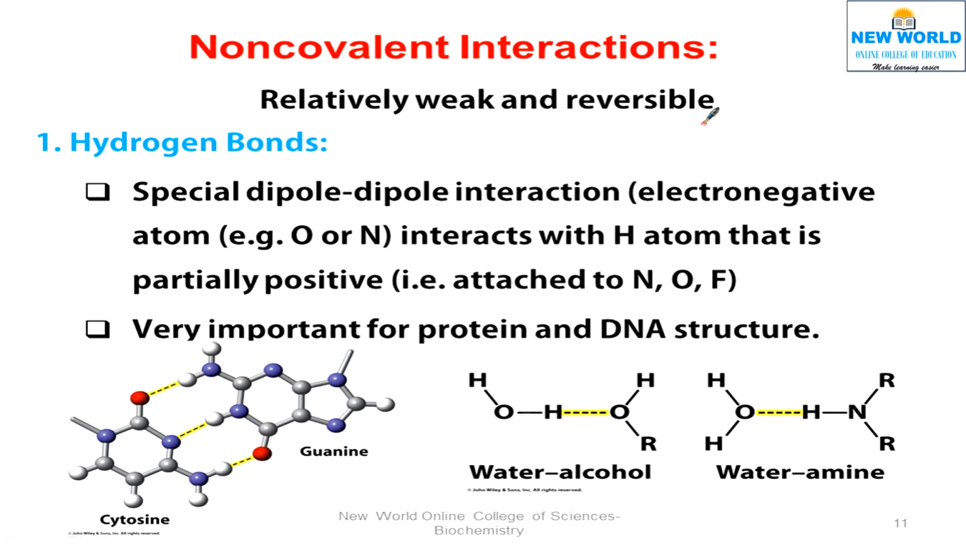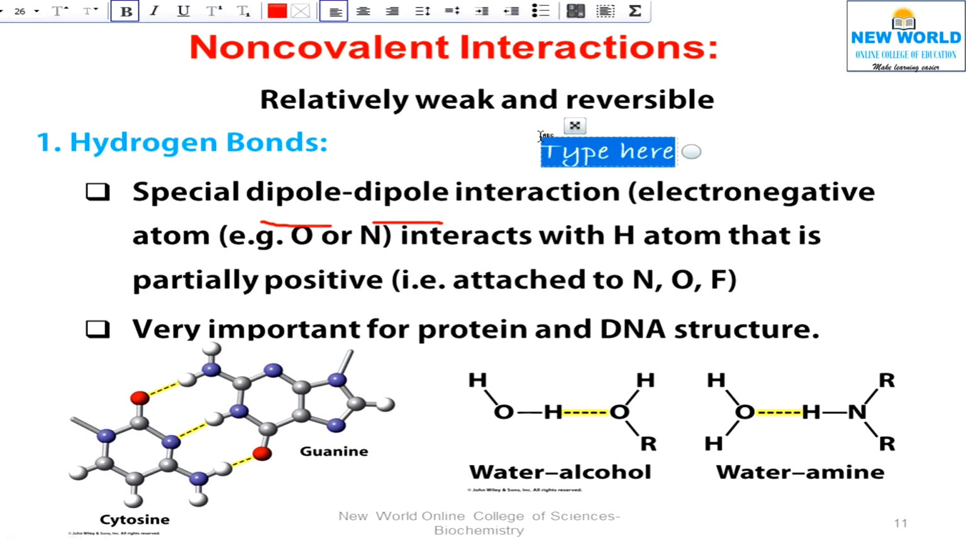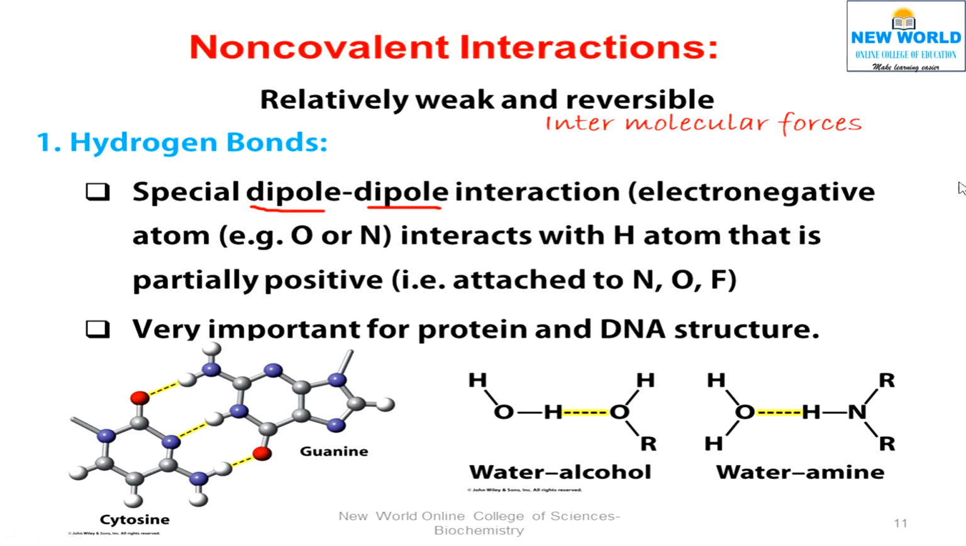Okay, hydrogen bonds. The first non-covalent interaction we will deal with is the hydrogen bond, a special dipole interaction. Sometimes you will see that non-covalent interactions are between molecules and covalent is between atoms. Atoms share electrons, but in non-covalent interactions, molecules attract. So sometimes it's called intermolecular forces. The first intermolecular force, or first non-covalent interaction, is hydrogen bonding.